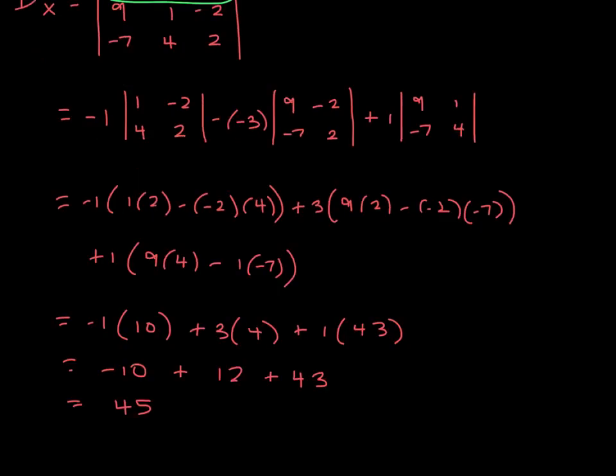All right, I hope you pause the video and work this out for yourself. And let's see if you agree. I got 45 for d sub x. So d is 45 and d sub x is 45. Pretty cool. All right, let's move on to d sub y.